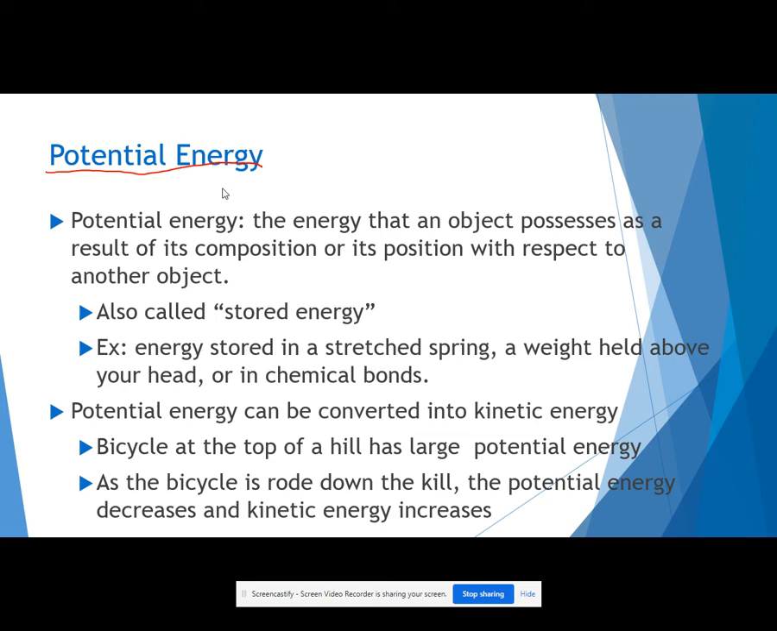If you have a bicycle at the top of a large hill, it has a pretty big potential energy based on how high it is above ground. But as soon as you start riding that bicycle down a hill, the potential energy is going to start decreasing because you're going to get closer to the sea level, and the kinetic energy increases because the bicycle is starting to move.